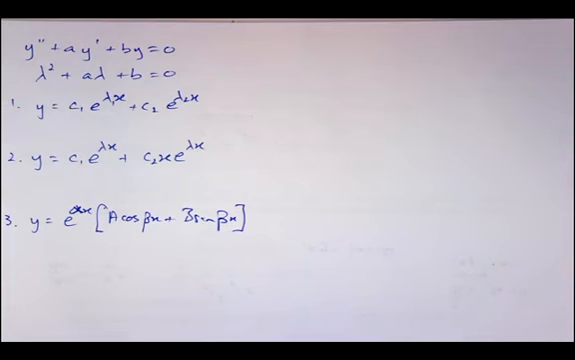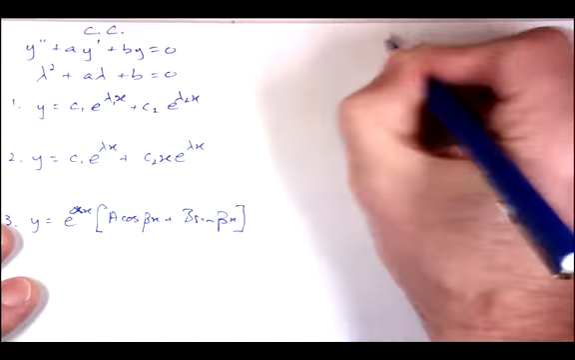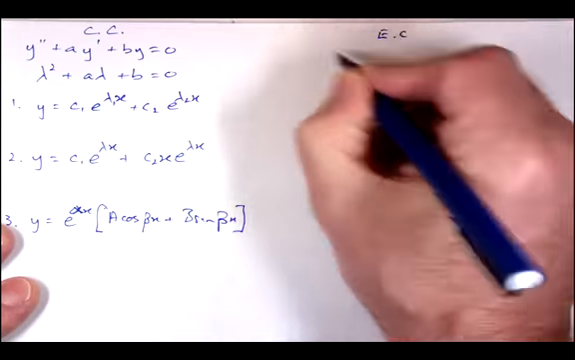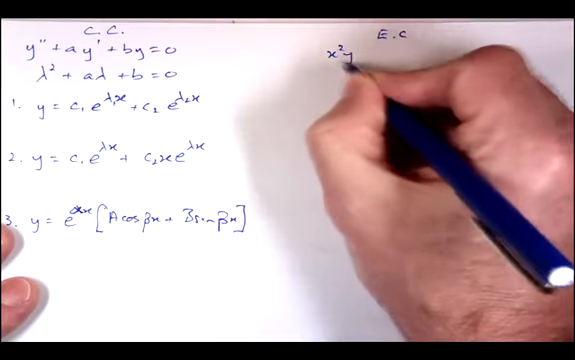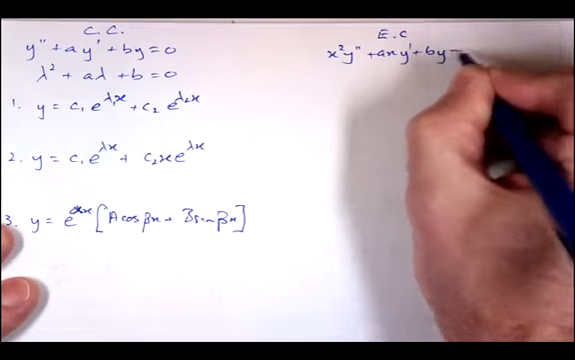What we're looking at now is the Euler-Cauchy. So that's constant coefficient, and this is Euler-Cauchy. And we now have x squared y double dashed plus a x y dashed plus b y equals 0.